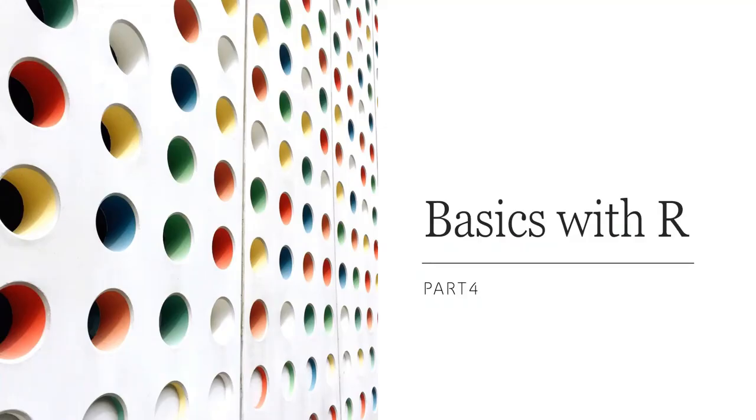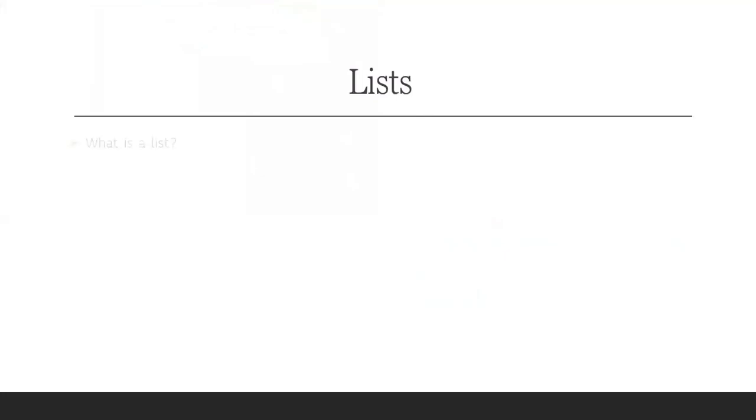Hi everyone, this video is part 4 of our second outline, which is basics with R. So in this video we will learn about a new data structure that is called list. So let's get started. First of all, we will see what is the definition of a list.